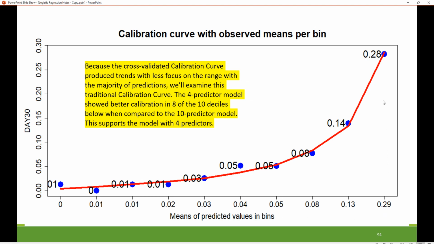And the actual number would average 0.28. So that 0.28 on actual deaths is very close to our predicted level of 0.29. And we see that for each of these different deciles, the predicted number is close to the actual number. So that's a good sign of model calibration, and that's another bit of information that would help support our reason for having a model with 4 predictors instead of 10.